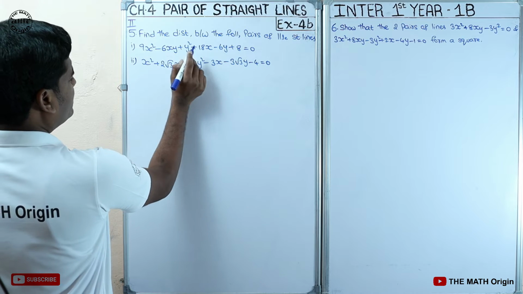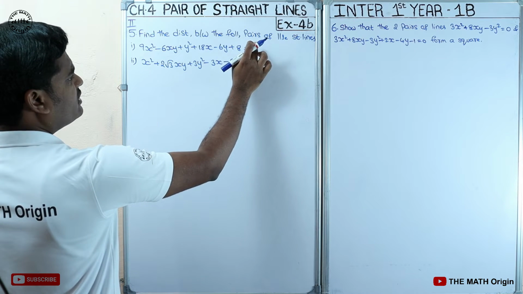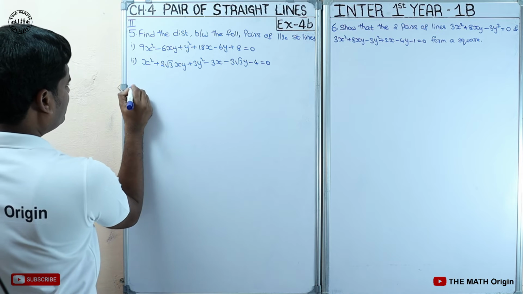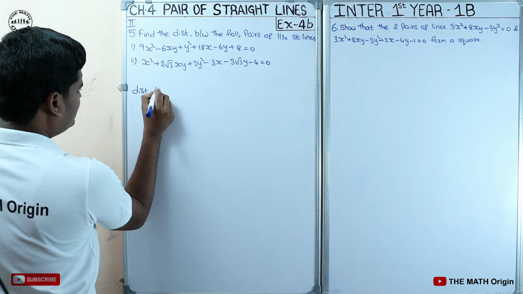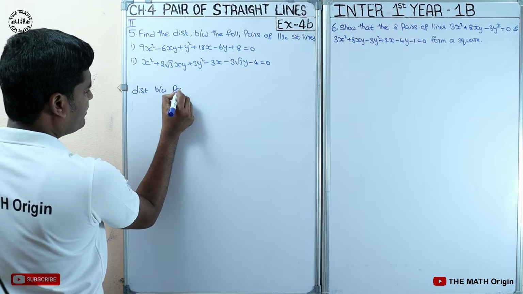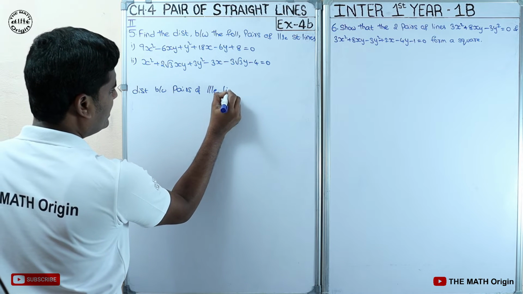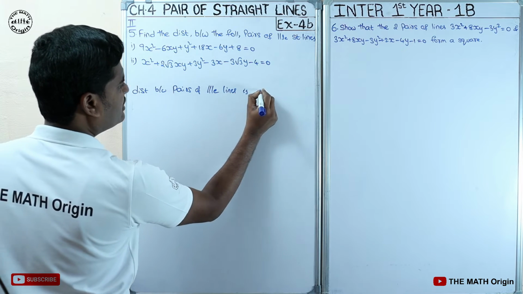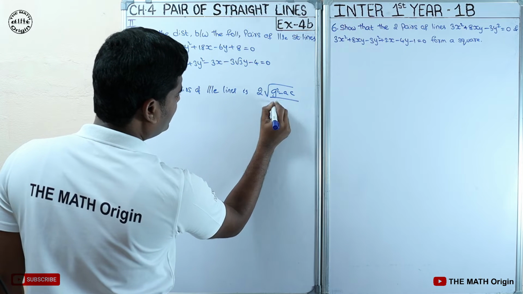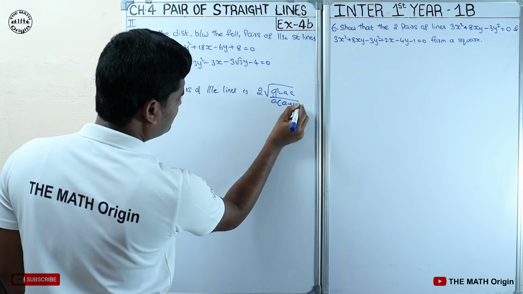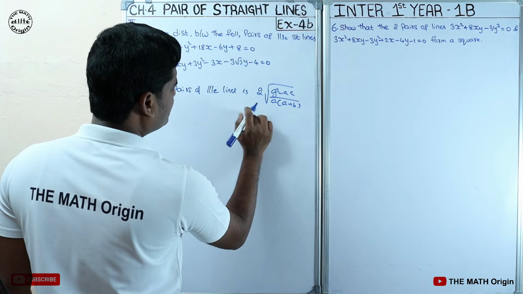First one, given the equation, we need to find the distance between the pairs of parallel straight lines. Okay, first, the distance between pairs of parallel lines is 2 root of (g square minus ac) by (a into (a plus b)). Okay, this is the value.